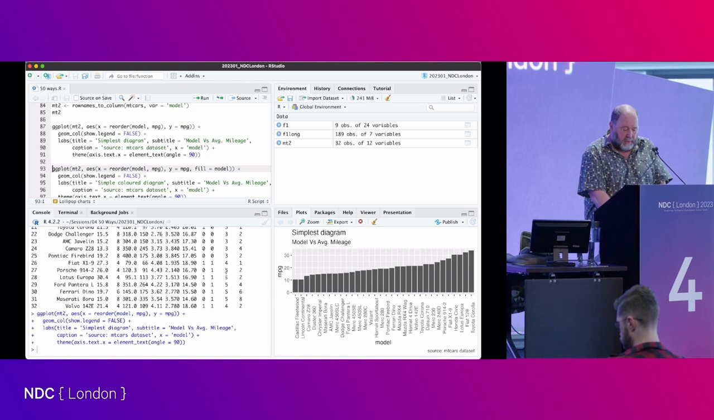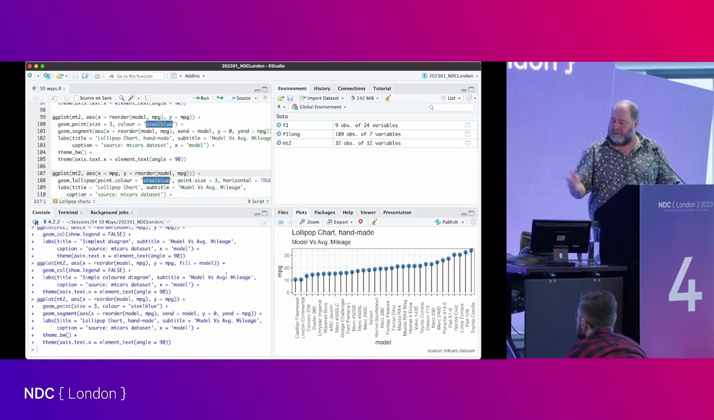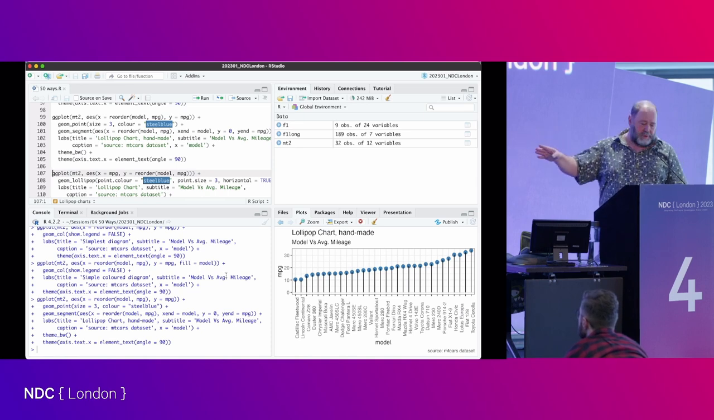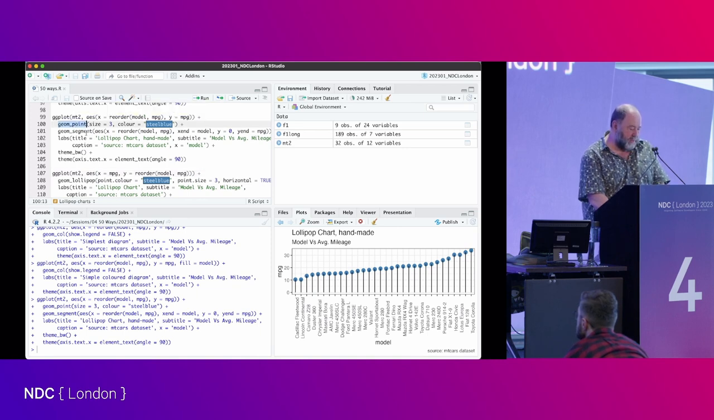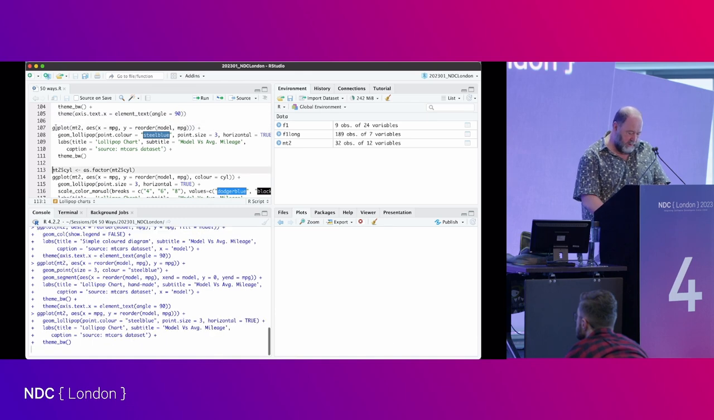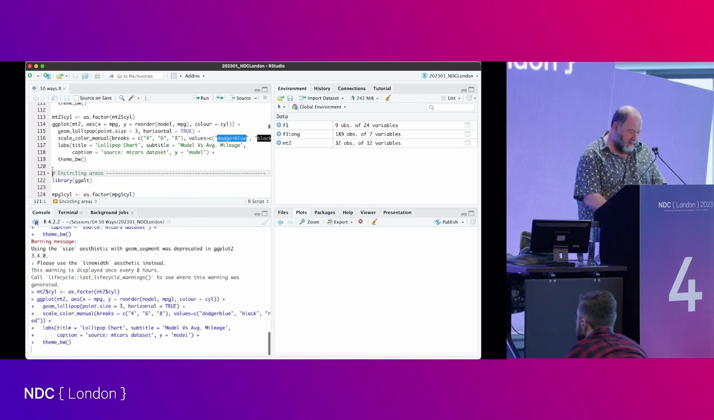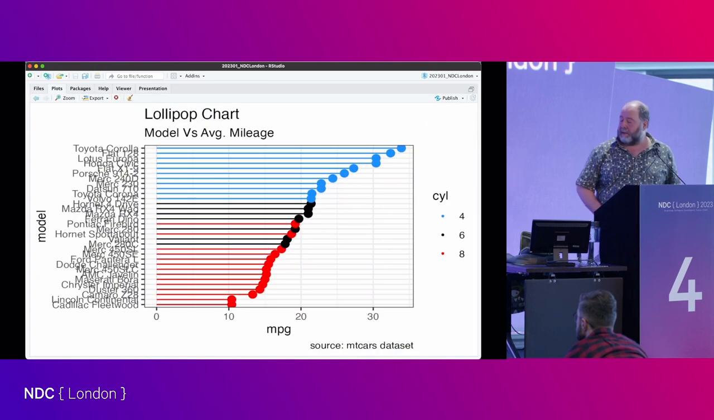So if you want to show the mileage of the models, you can do it like this, but this is totally boring. It doesn't get much better if you do it in color, so maybe what you can do is like this, a lollipop. But that is the simple version, and this one went to show that you can do it by hand, so to speak. You can combine a point and a segment geometry to form the lollipop. But of course, there's also a dedicated lollipop geometry, and you can change the parameters a bit so you can make it go sideways. You can even add a third dimension.